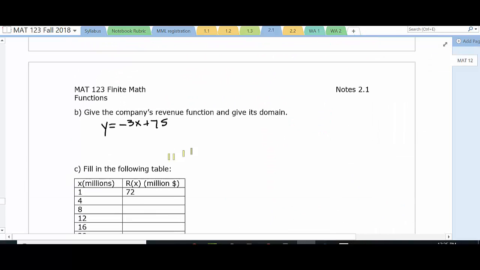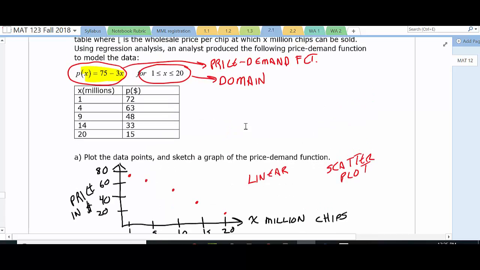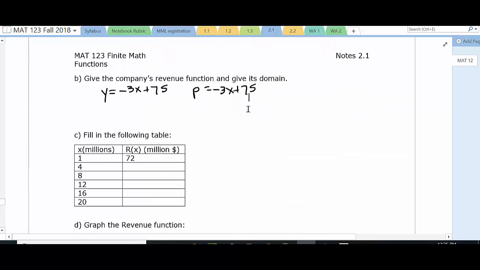Okay, so what we have is this. Let's write this down. P is equal to negative 3x plus 75. That's what you were given. Now what you're going to do is find the revenue. You've got to know the formula. If you know the formula, it's a piece of cake.